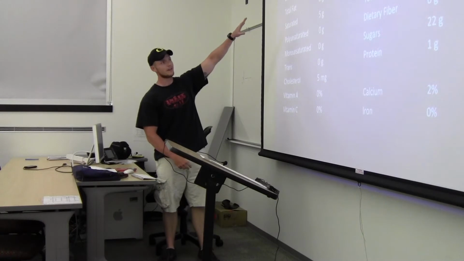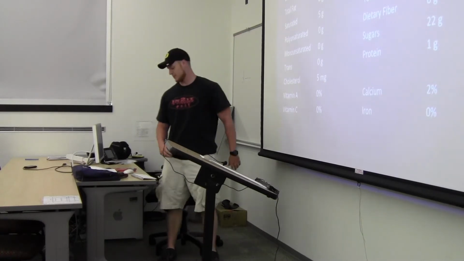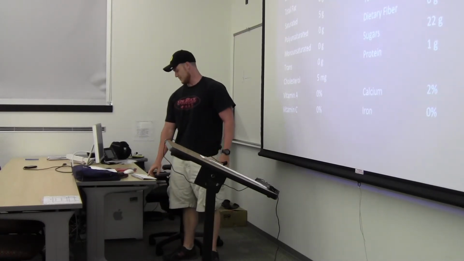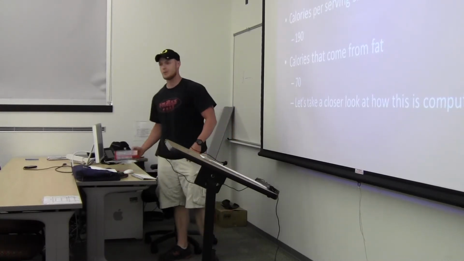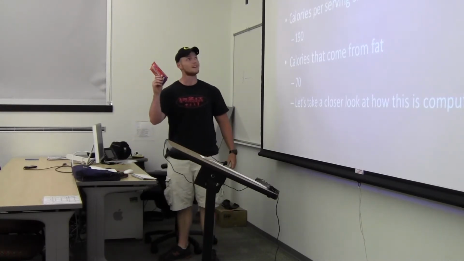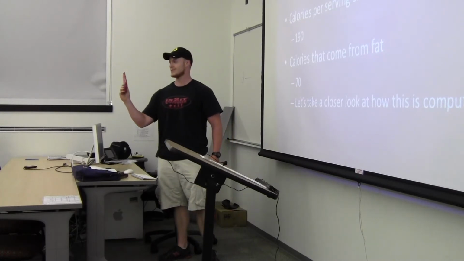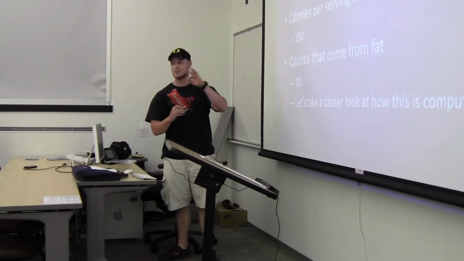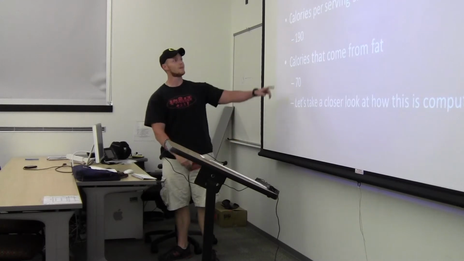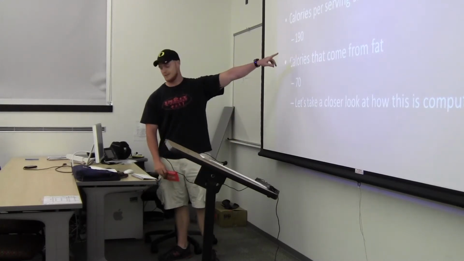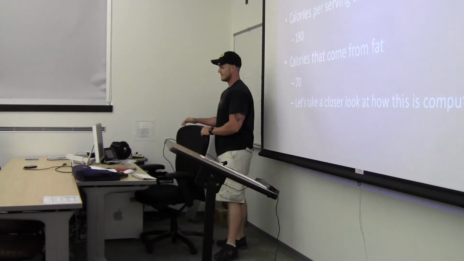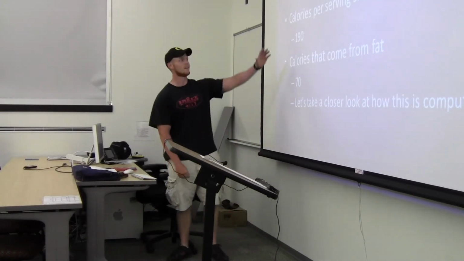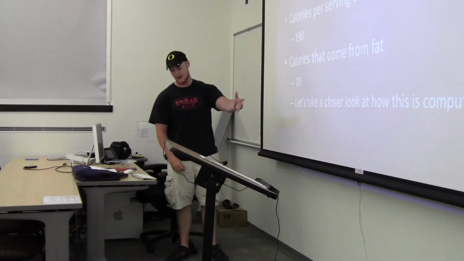You've got your calories, your nutrients, and your macronutrients. So let's break it down. Your serving size for one of these: there are 6 bars in there, and 2 bars is a serving. Out of the 6, that means there are 3 servings within this. Your calories per serving is 190, and the calories from fat out of that are 70. So out of 190, 70 of them come from fat.